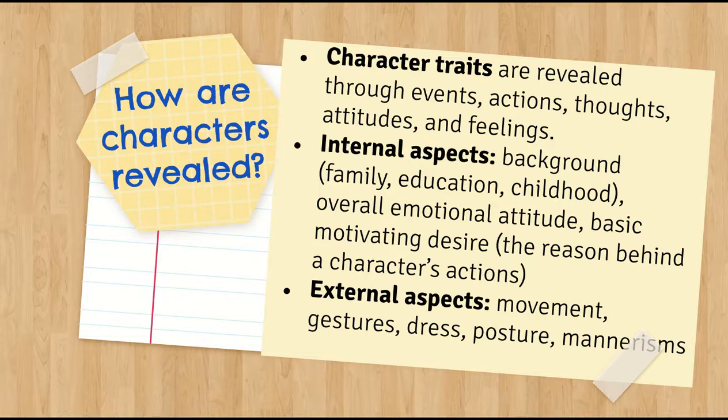Then we have our external aspects, so meaning outside. We've got the movement that they make, their gestures, so like hand signals, their dress, their posture. Do they sit up straight? Are they slouchy? Do they kind of walk slowly? Are they somebody that moves quickly? And then their mannerisms. So these are like daily things or like repeated things that you would see from that person.